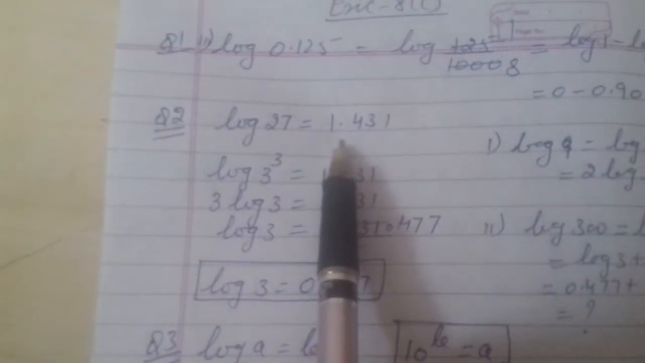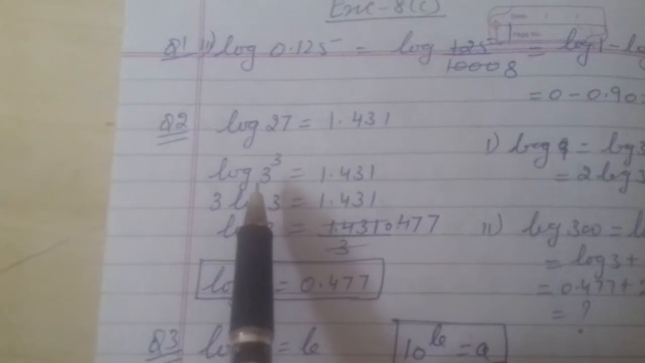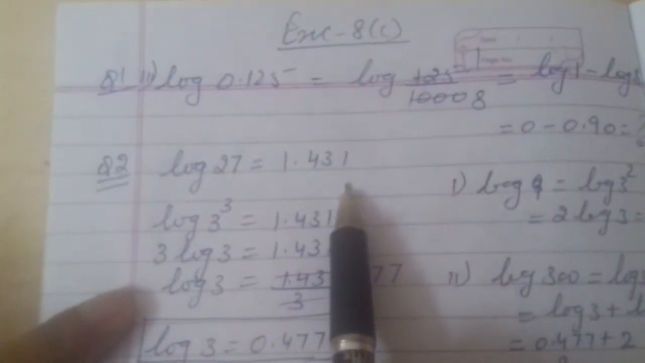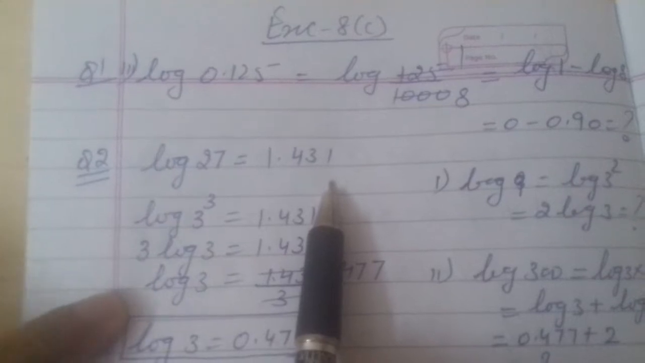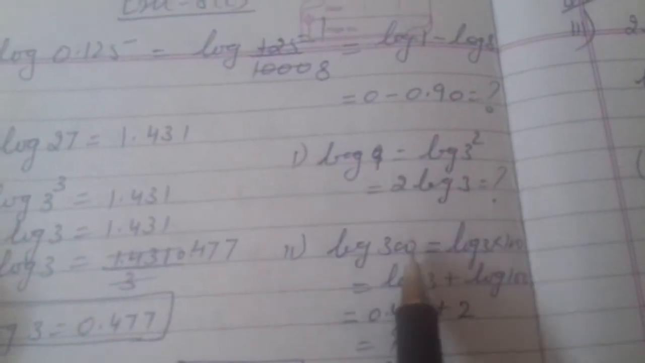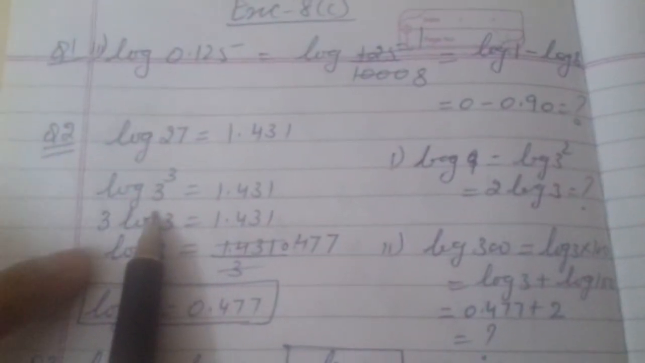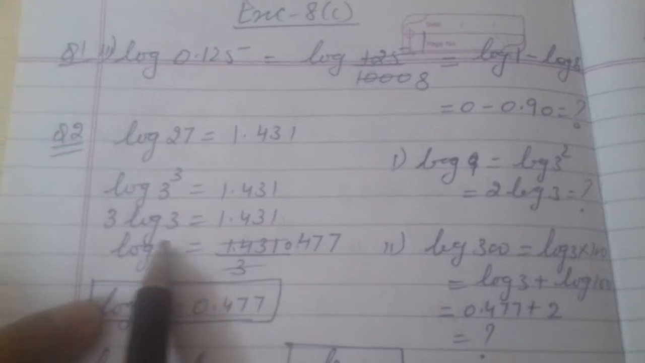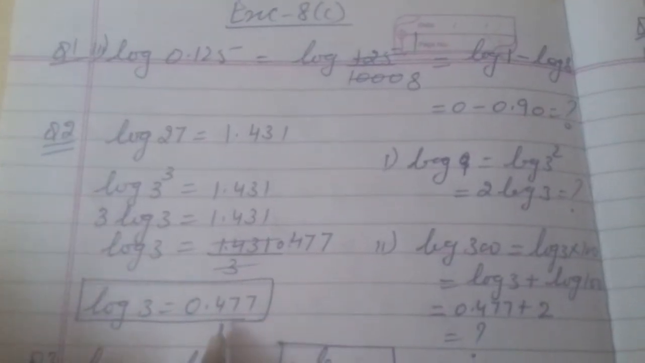Second question, log 27 is equal to this and you are asked to find the value of log 9 and log 300. Log 27 is given in the question children. So we can convert in the form of 3. So 27 can I write in this form? Yes. 3 will be taken in front and log 3 value will be this.